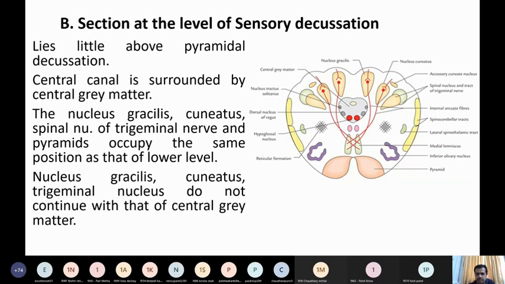But very importantly, at the lower level these three were connected to the central gray column, whereas at this level they are not connected. They are separated. Nucleus gracilis, cuneatus and the trigeminal nucleus do not continue with the central gray matter. So this is the difference between the upper level and the lower level.